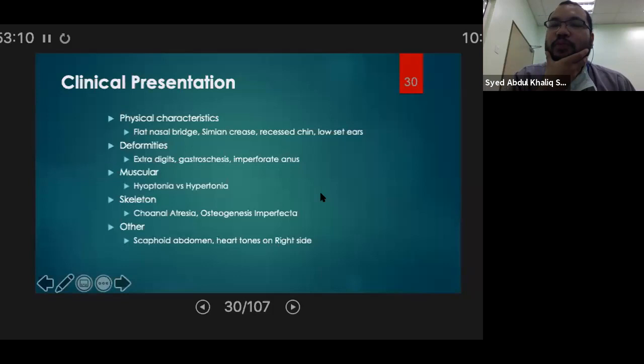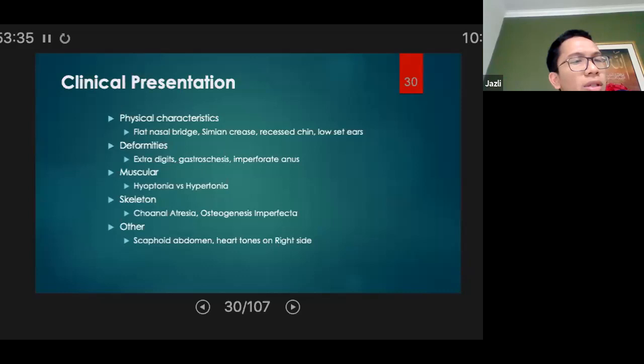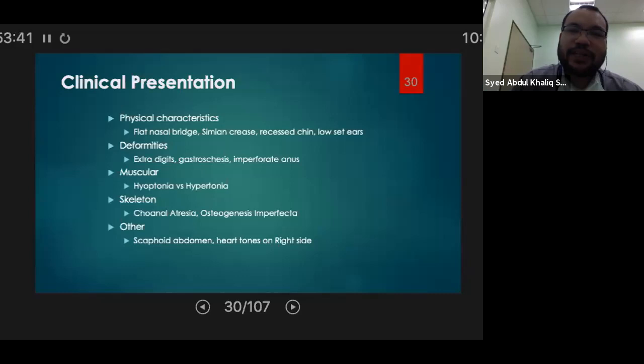Apa contoh yang ada very small chin ni? DiGeorge syndrome. Micrognathia. Down syndrome ada tak? Because Down syndrome pun boleh ada micrognathia. Down syndrome boleh ada central hypotonia, boleh ada micrognathia. Dia boleh ada glossoptosis.